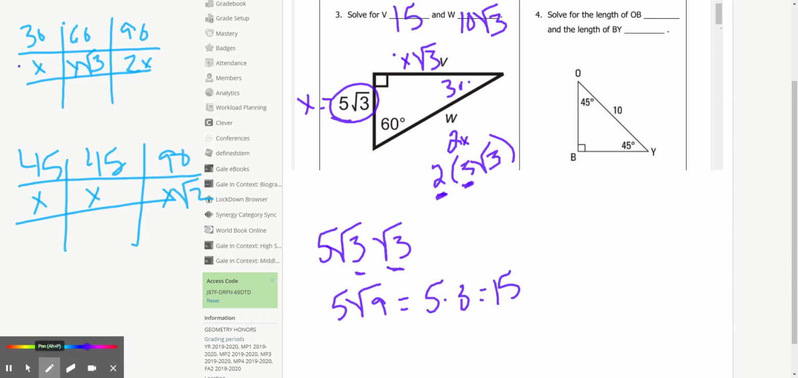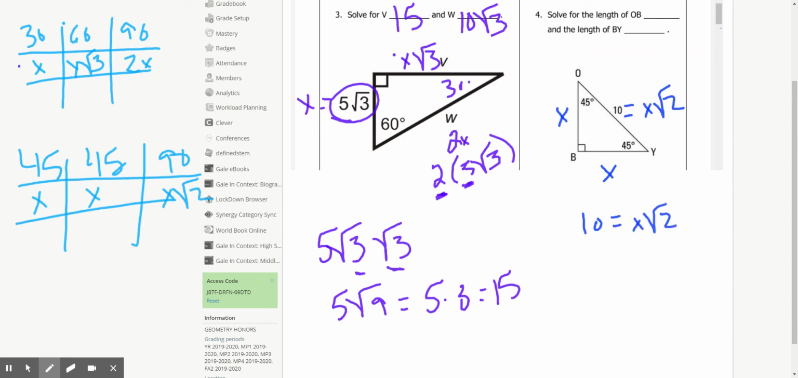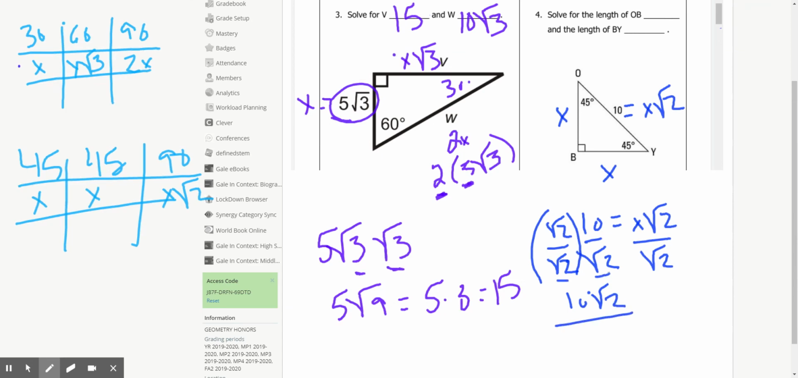Over in number 4, you basically do the same thing. We got 45 and 45, so our two legs are x. This is x on the square root of 2. This is why we had to learn how to rationalize. So if 10 equals x on the square root of 2, divide by the square root of 2. Can't have a radical in the denominator, so you essentially have to multiply by 1 to get rid of it. So 10 times the square root of 2, and then square root of 2 times the square root of 2 is square root of 4, which is 2. So that's going to be 10 square root of 2 over 2.